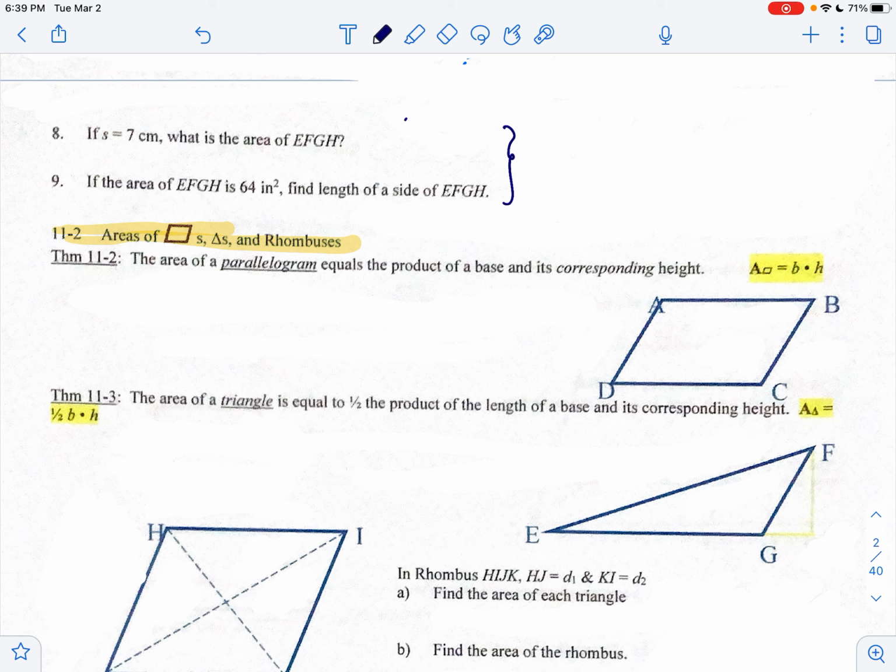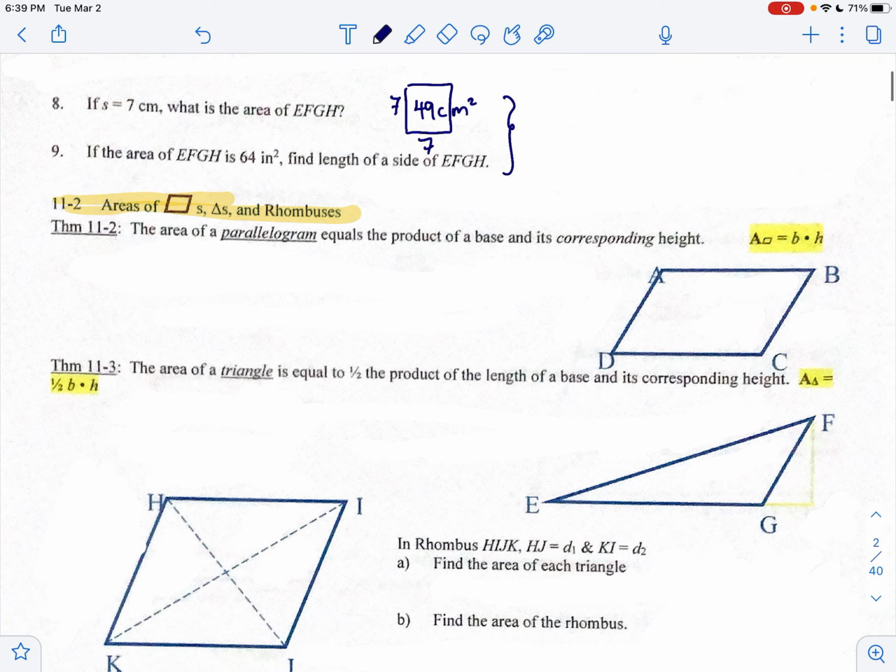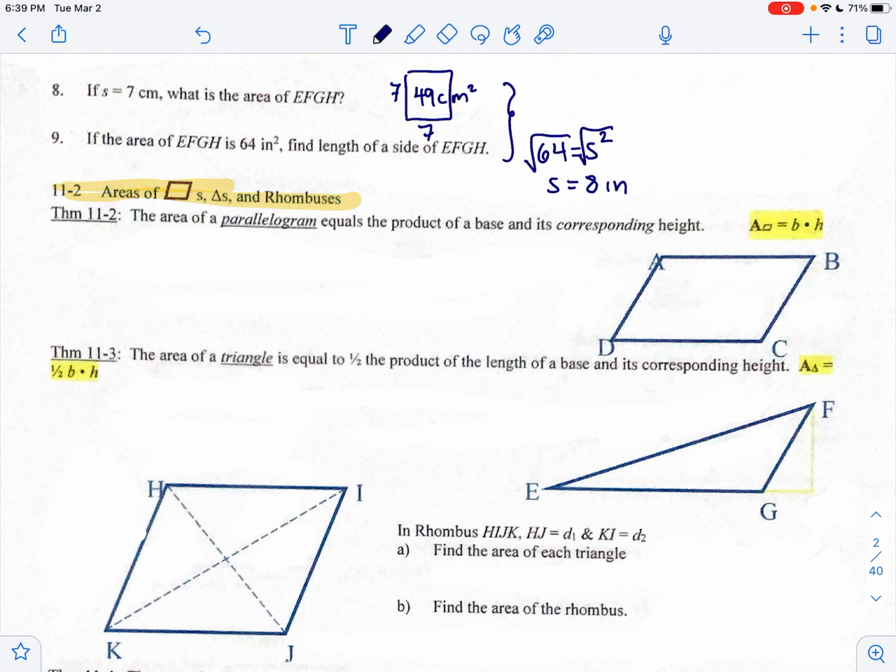If we know what the side length is, we should all know that we can square the side to get 49 centimeters squared as the area of that square. Sometimes you're given the area, like you are in number 9, which is 64. If you were solving for the side length, again, to undo the squaring, you would square root. So the side length is equal to 8, in this case, inches.